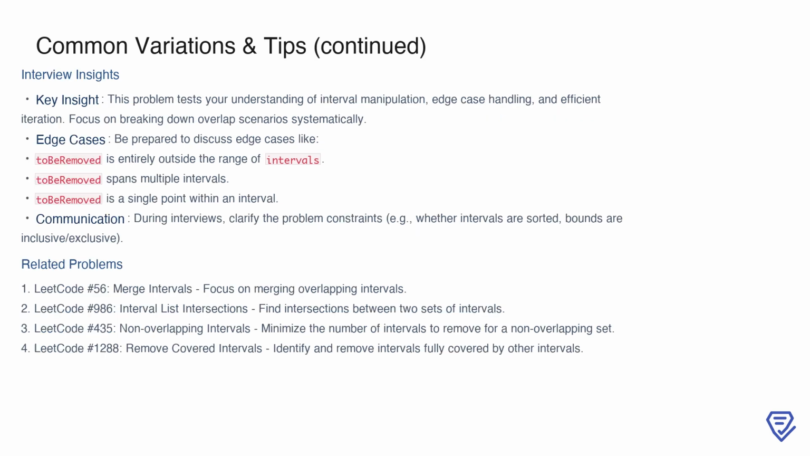This problem is not just about finding a solution, it's about demonstrating a deep understanding of interval manipulation and handling edge cases. A key insight is to approach overlap scenarios systematically. For example, think about what happens when the interval to be removed is completely outside the range of the given intervals. Or, what if it spans multiple intervals? You should also be ready to handle cases where the removal represents just a single point within an interval.